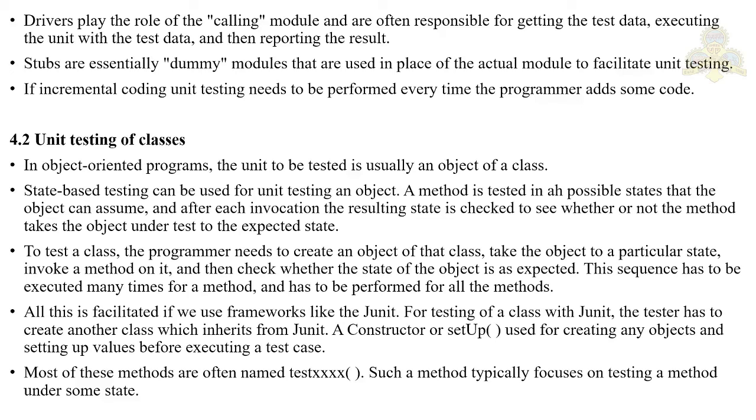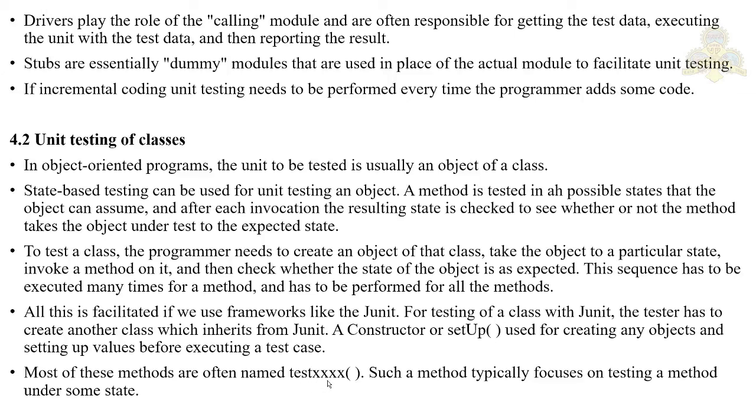This is for Java, and we have other frameworks for other languages like C++ and C#. Whenever you want to test a particular class, the tester, that means the developer in unit testing, has to create another class which will inherit from JUnit. Then he has to create an object of that. We can use a constructor or setup method for creating the objects and setting up the values. Once that is done, you have to run the methods on that particular object. The methods would be named something like this one.